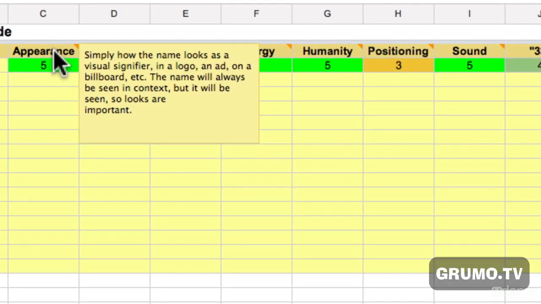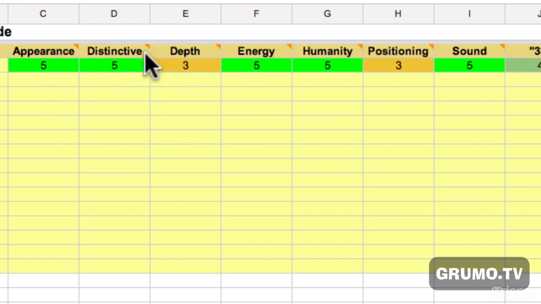Appearance is simply how the name looks as a visual signifier in a logo or an ad on a billboard. The name will always be seen in context, but it will be seen. So looks are important. Maybe it sounds great, but the actual words put together don't look that good. So that's what appearance means.